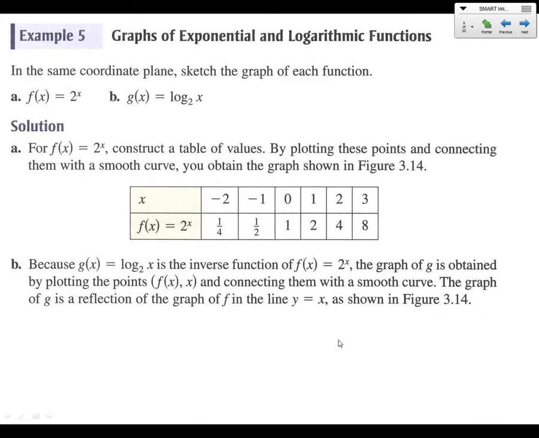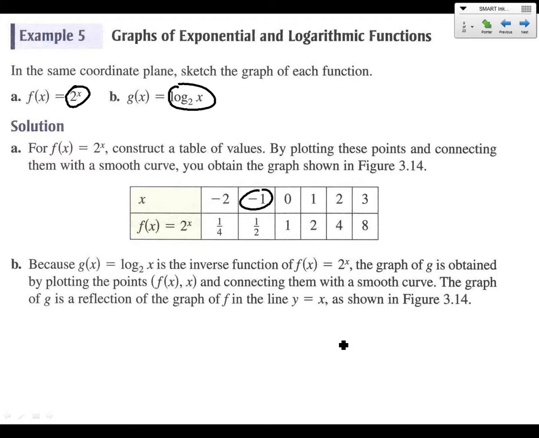Alright, so we're going to start looking at the graphs of these things. Here we're looking at a t-table, doing f of x equals 2^x and comparing it to log base 2 of x, so we can see the same thing here. If we start by plugging into 2^x: if we plug in 0 we get 1, if we plug in 1 we get 2, 2 we get 4, 3 we get 8, and then we can go back to the negative ones.